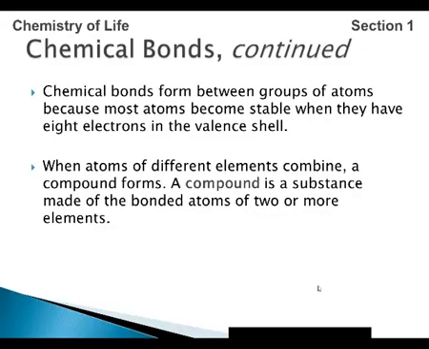When atoms of different elements combine, a compound forms. So a compound is a substance made of the bonded atoms of 2 or more elements. So if we have 2 or more elements attached together, we would call that a compound, not an element. When we combine many different types of elements together, we form a compound.